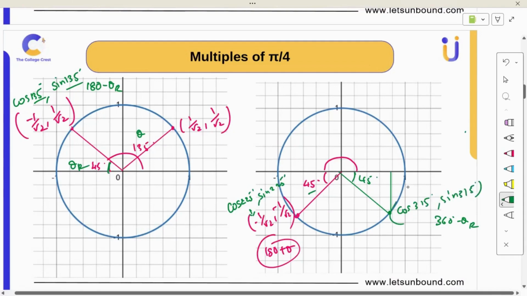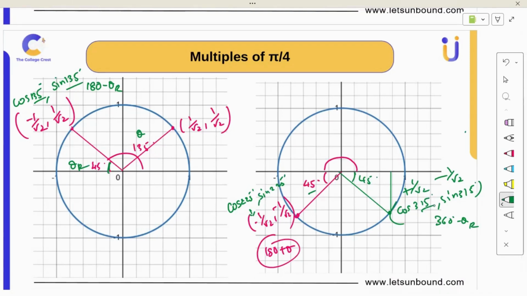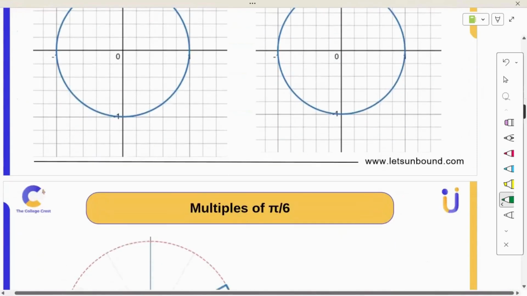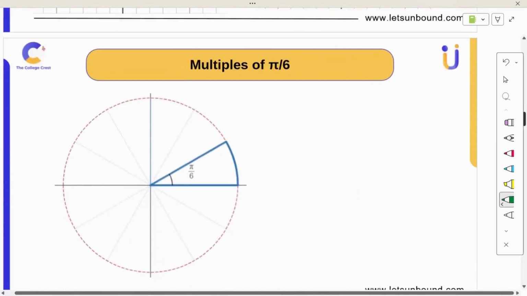And the values will be the same, that 1 by root 2, but the sign convention changes to x is positive, y is negative. So if they ask you cos 315, check which quadrant, and then you know these values 1 by root 2, or you can get it from the basic isosceles triangle stuff. Okay, so that's it. Multiples of pi by 4, and now multiples of pi by 6.